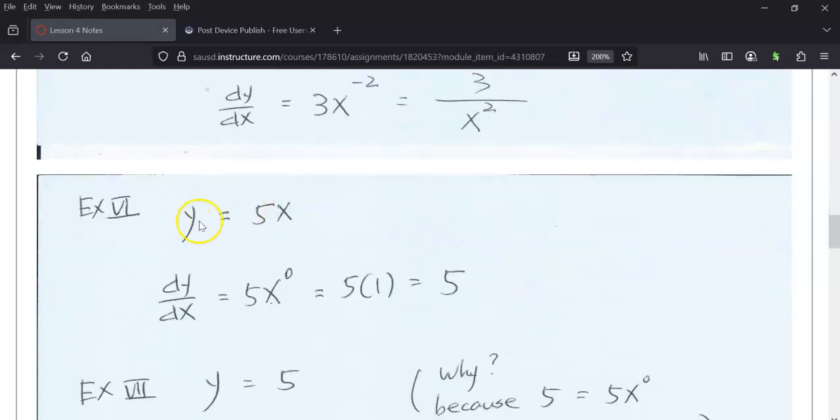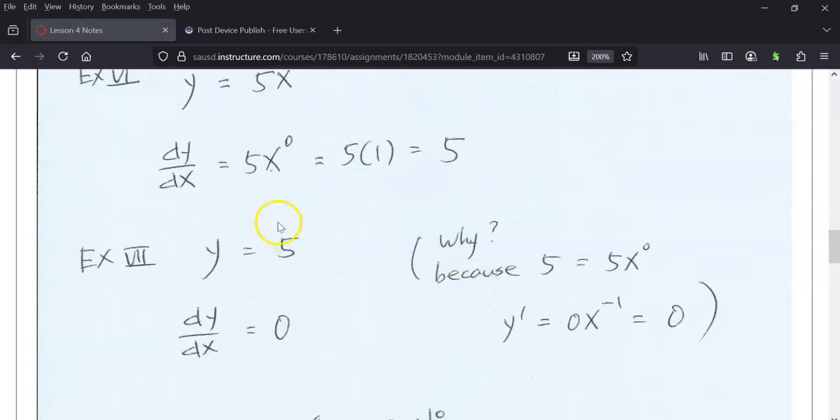Now notice when y equals 5x as a function, the derivative of that is, well, remember there's a 1 here, x to the first power. So 1 times 5 is 5, and then 1 minus 1 is 0. Anything to the 0 power equals 1, so the derivative of y equals 5x is simply 5.